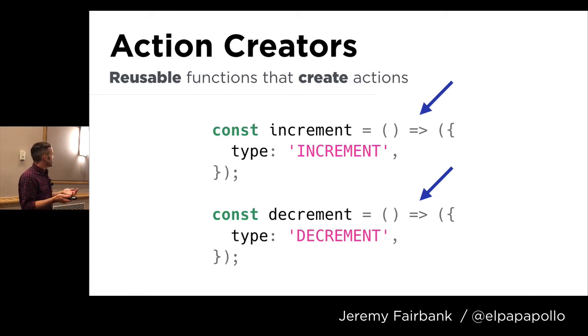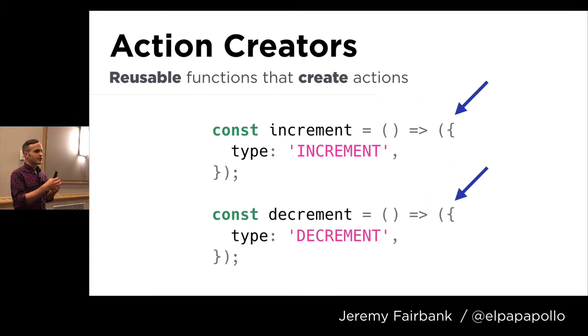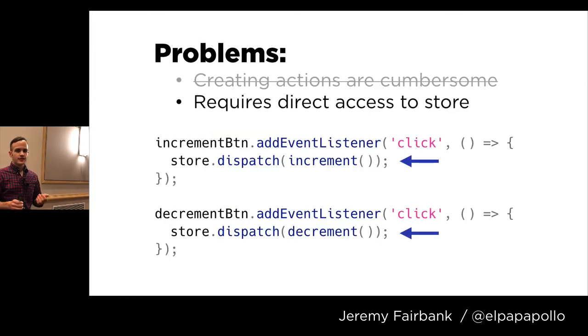By convention, I prefer to use arrow functions here, just to make them really concise. So I have the arrow here, we have no parameters in this case, and then we're going to have an implicit return. If you're not familiar with arrow functions, you can implicitly return instead of using a return keyword. So I want to implicitly return this object, but to do that, I have to wrap it in parentheses. So these are just functions that return those actions that we had earlier. So that solves the first problem.